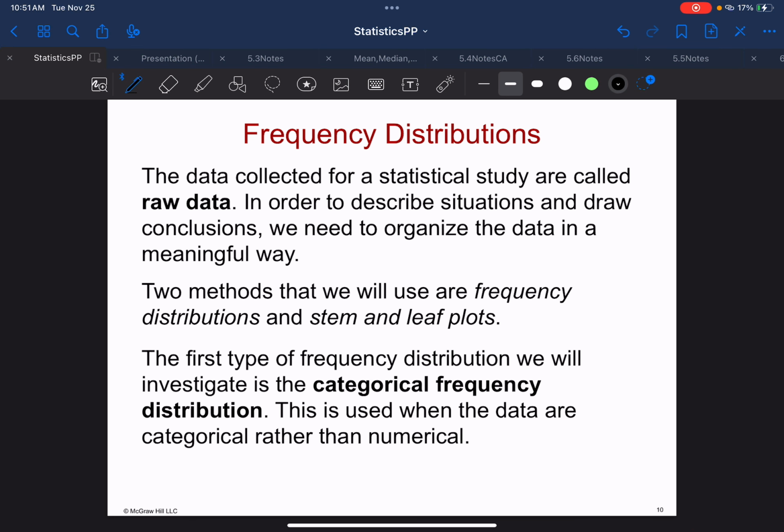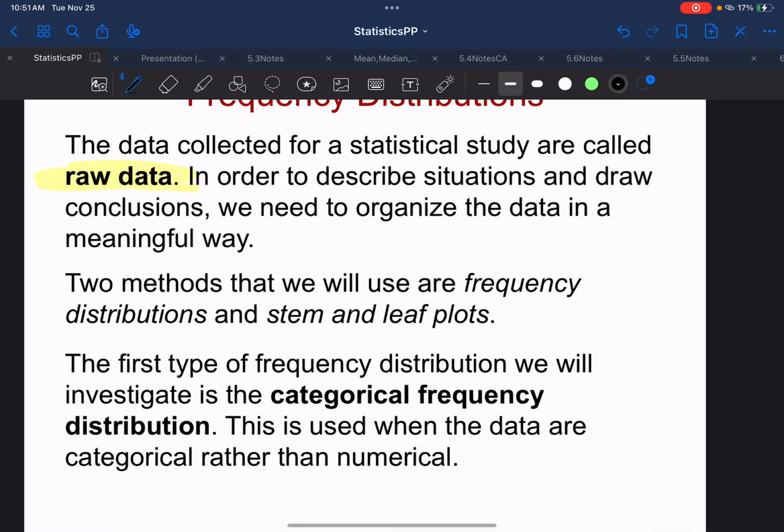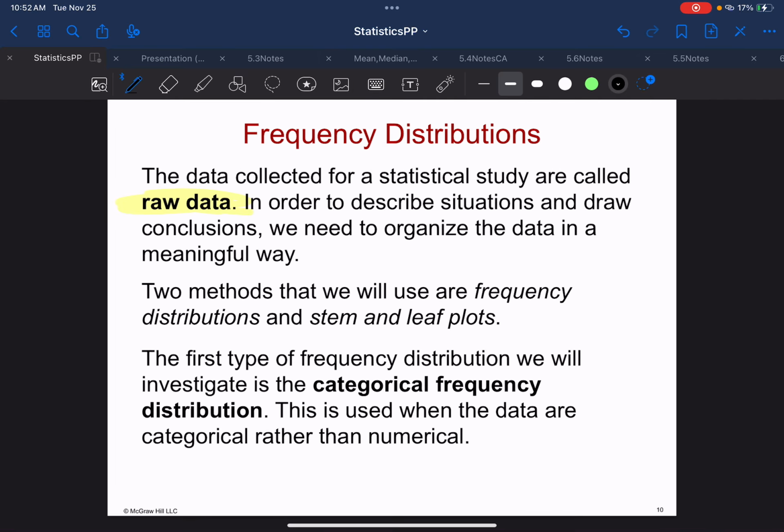When we collect this data, it is called the raw data. Whenever we just collect it, this is the raw data. But in order to describe situations and draw conclusions, we need to organize the data in a meaningful way. There are two methods that we'll be focusing on in this module on how to organize raw data: frequency distributions and stem and leaf plots. We're going to be talking about both of those.